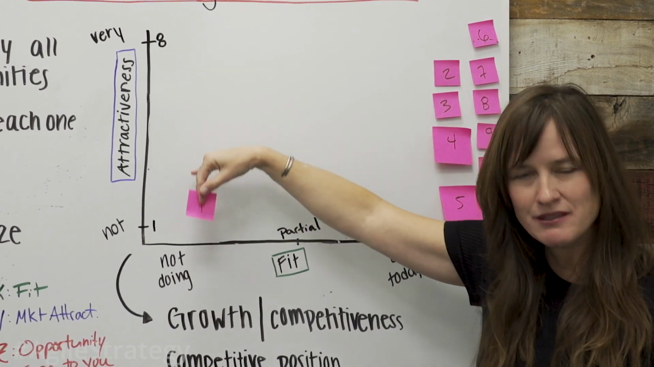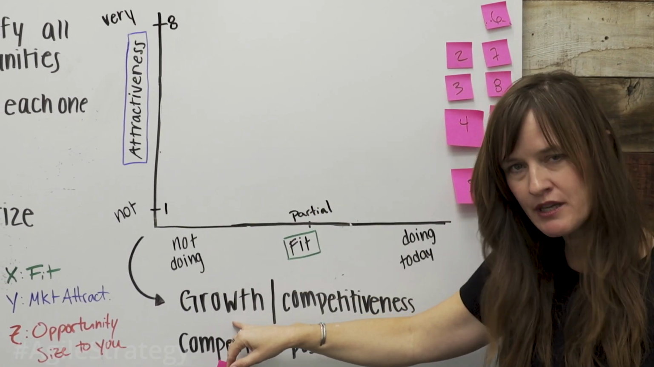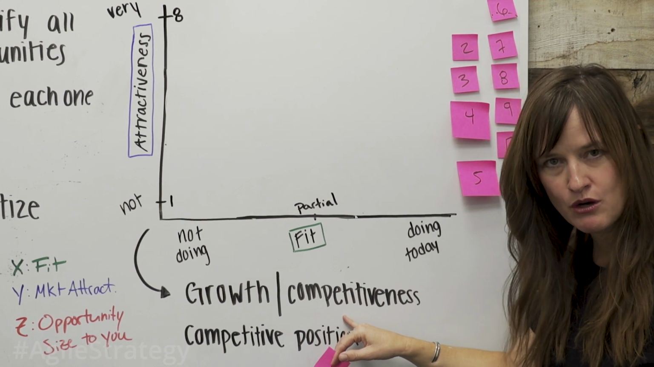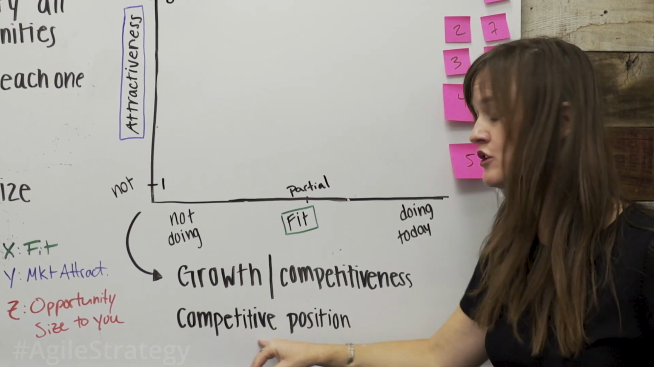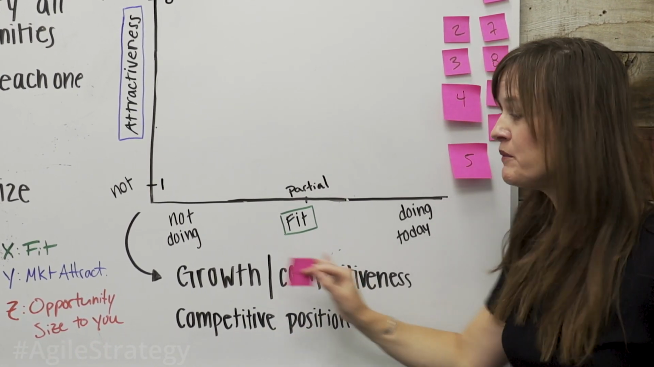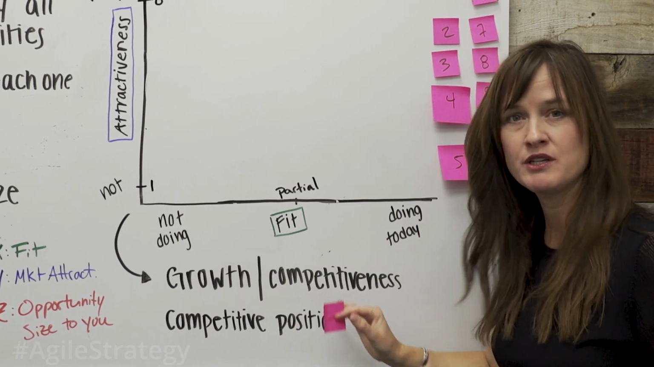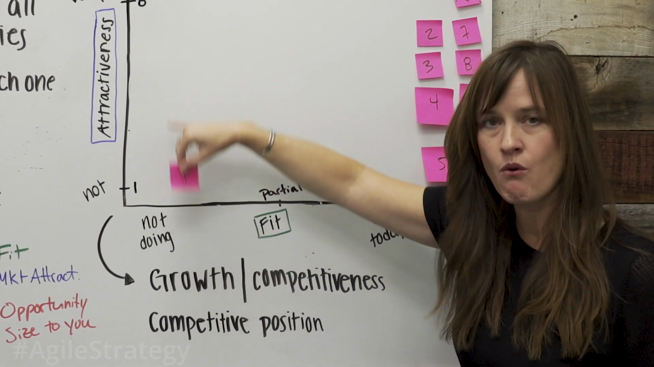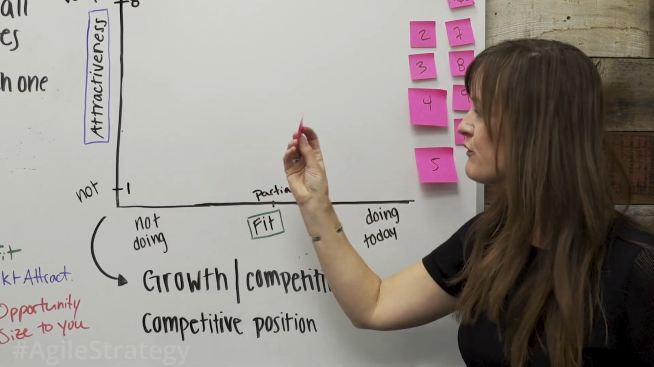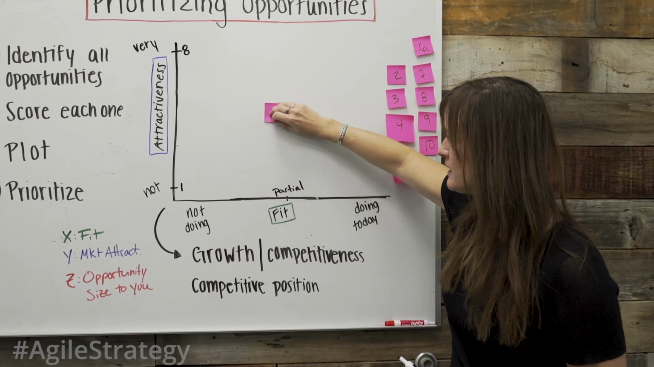And then how attractive is this market? Is it growing or shrinking? Is it highly, medium, or low competitiveness? Does it strengthen your competitive position? There can be a lot of other attributes you put together for a composite score on attractiveness. So for this purpose, I'm just going to plot it right here.